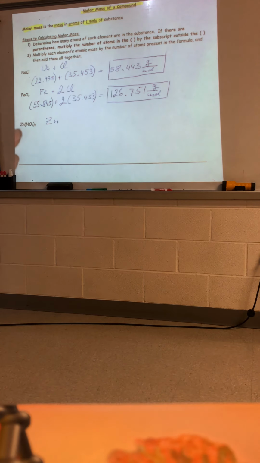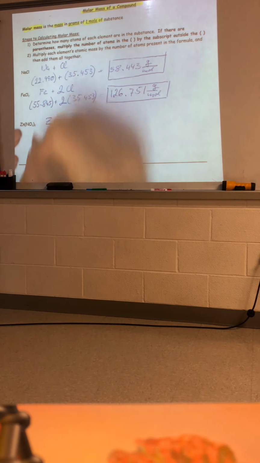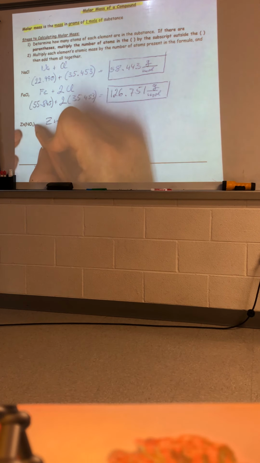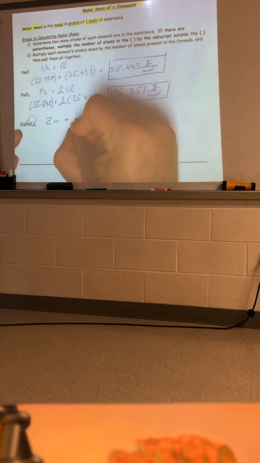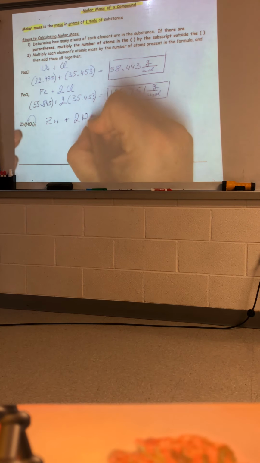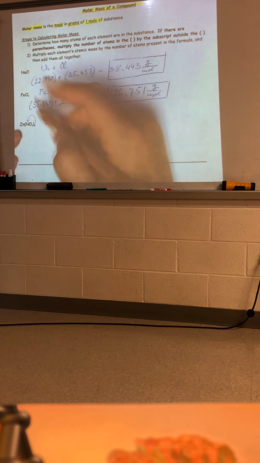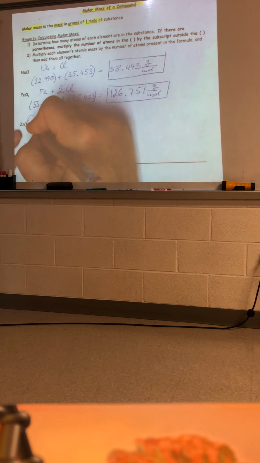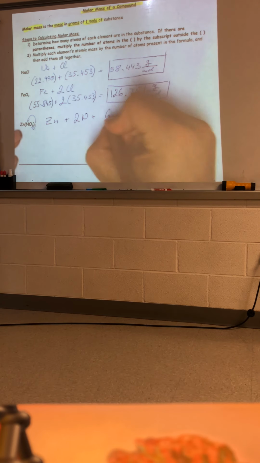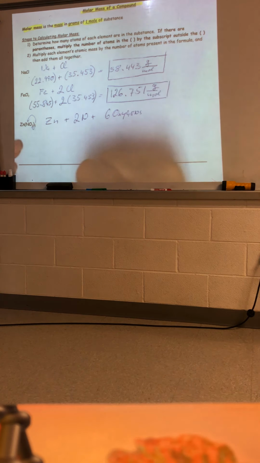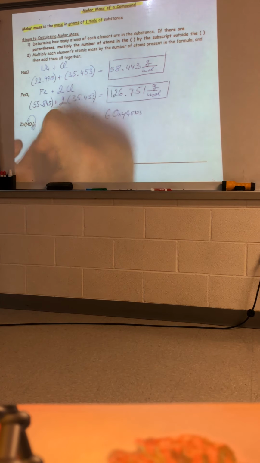I have 1 zinc, right? How many nitrogens do I have, class? 2 nitrogens, right? This 2 multiplies everything inside. So I have 2 nitrogens. How many oxygens do I have? 6, because 2 times 3 is 6. So 6 oxygens. Now I multiply and add what I have.